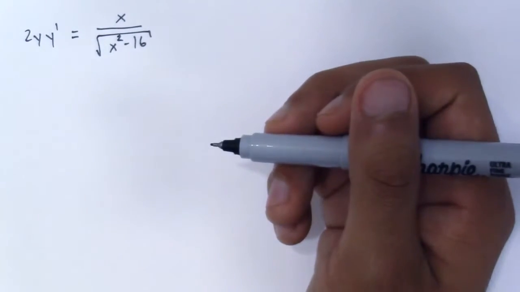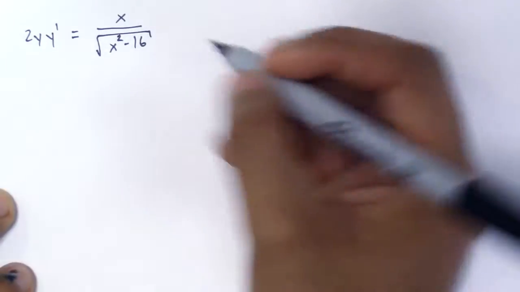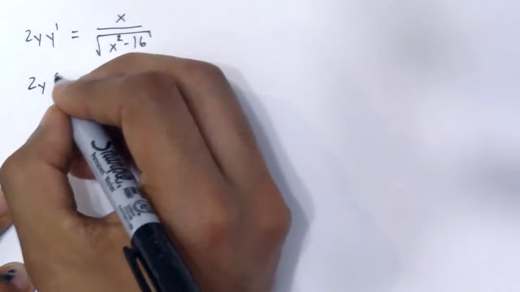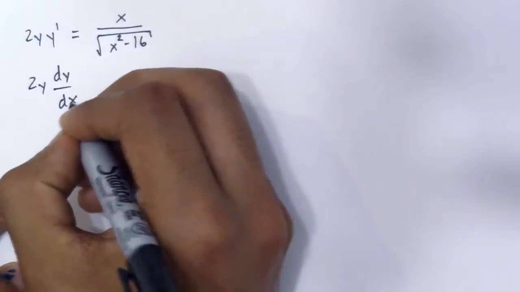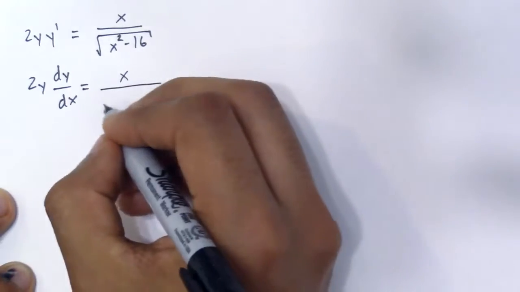Alright, today we're going to do a separable differential equation. So it looks like this, and one of the steps I like to do is take 2y y prime and change it into dy/dx. It makes it easier to see how it's separable.